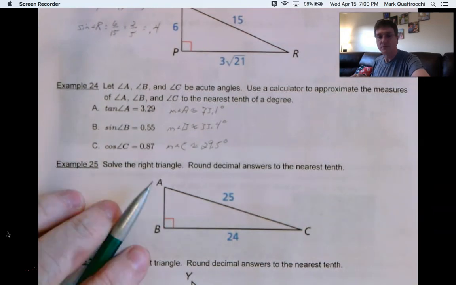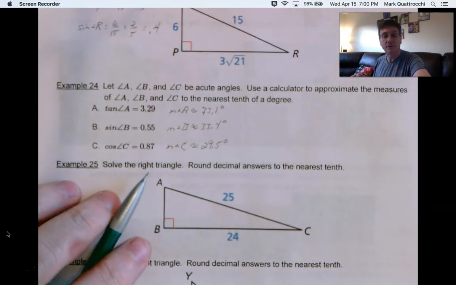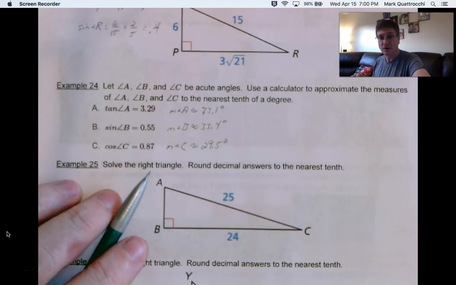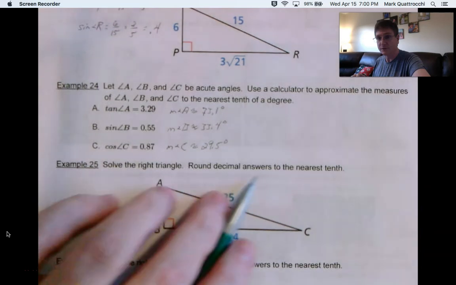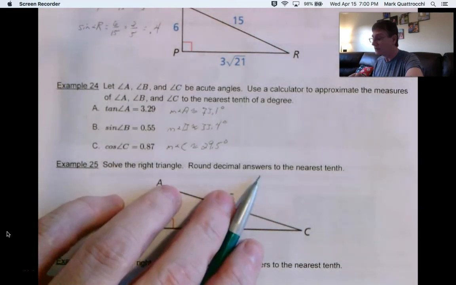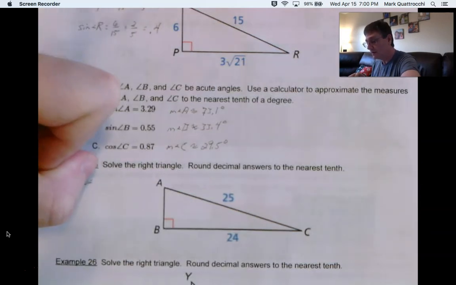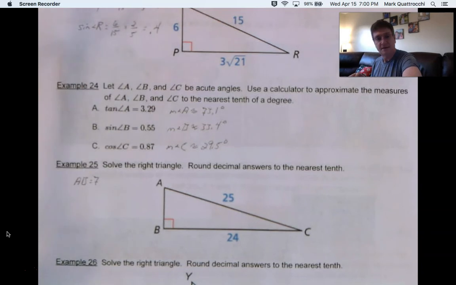Solve the triangle. So we saw earlier in this unit what that means when we say solve the triangle. Solve the triangle means find all the missing information. Round answers to the nearest tenth. So if there's a decimal, we're going to round it to the nearest tenth. To find the length of segment AB, Pythagorean theorem. And it's a Pythagorean triple. 7, 24, 25. AB equals 7.